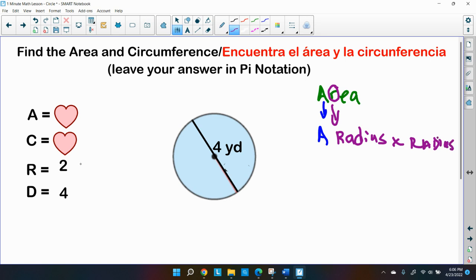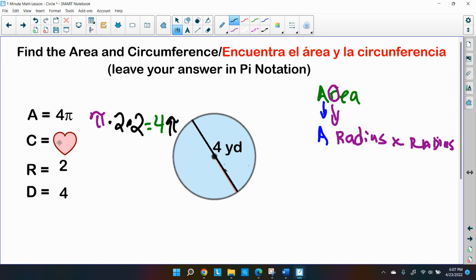So I'm going to take the pi, which I need, and multiply it by 2 times 2 again. And 2 times 2 is equal to 4. And I'm going to leave the pi right there. I don't have to multiply in my calculator using pi. So area is going to equal 4 pi.